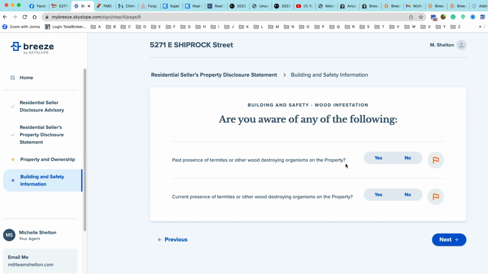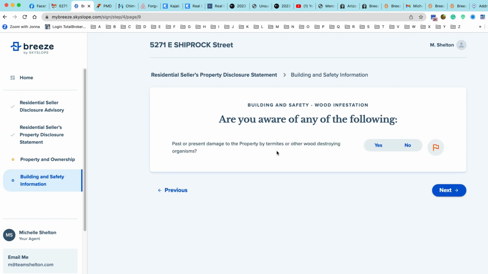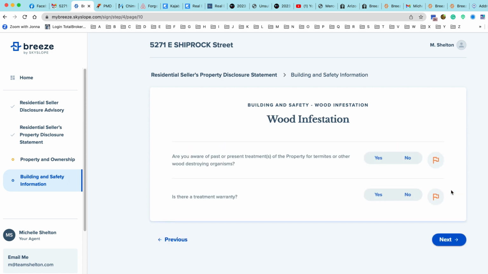Past presence of termite or other, no. Current, present, no. Past or present damage to the property, no. Are you aware of past or present treatments for the property? No. Is there a termite warranty? No.